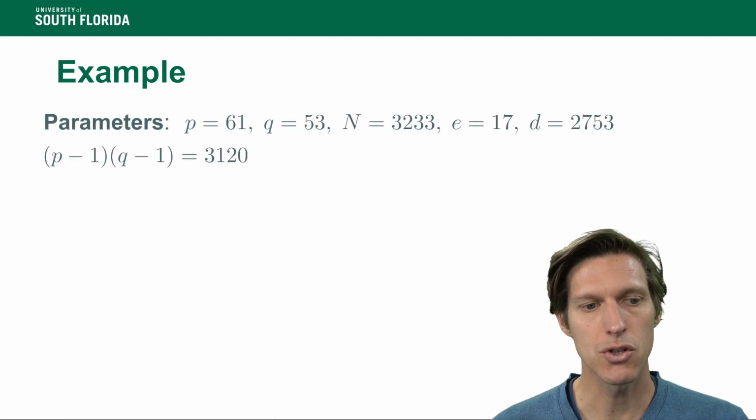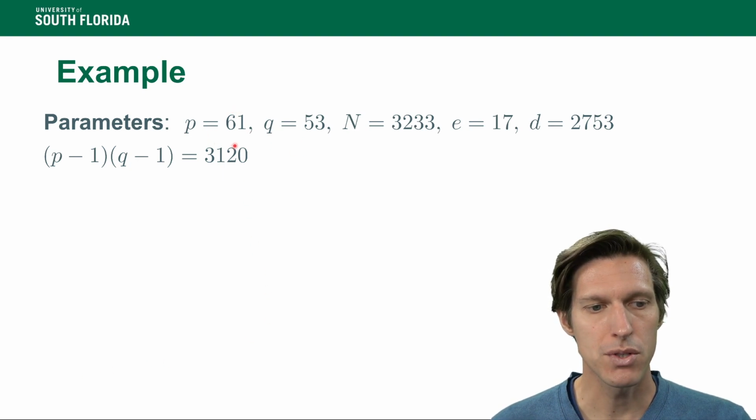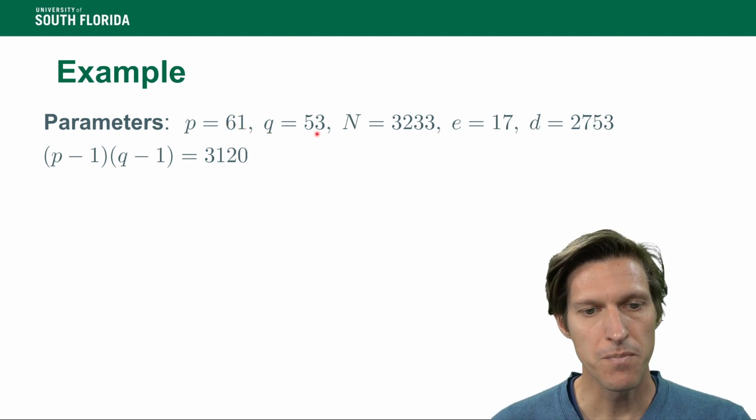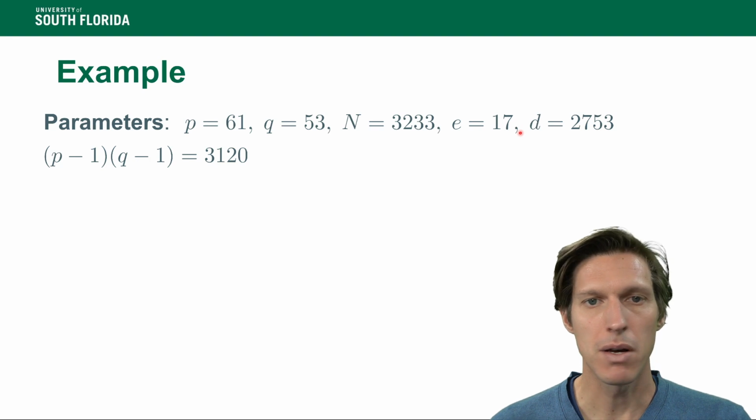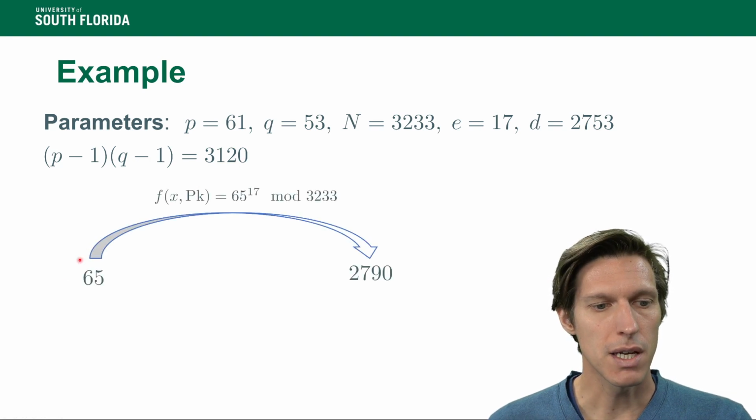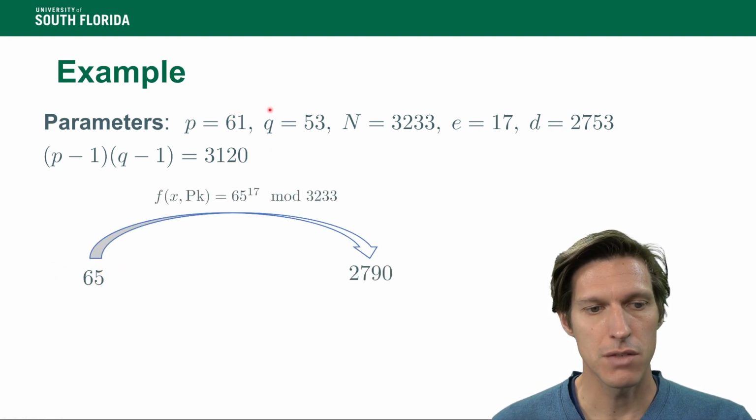Now let's just show an example with very small numbers. So let's say p equals 61 and q equals 53. Then e and d have the property that e times d mod (p minus 1)(q minus 1), which is 3120, is equal to 1. Now, if you take as input, for example, 65, which is not divisible by either 61 or 53, you raise it to the power 17. That's a big number, by the way. But if you reduce mod 3233, you've got something that is less than 3,233. It turns out, you can check with your calculator, this is 2,790.